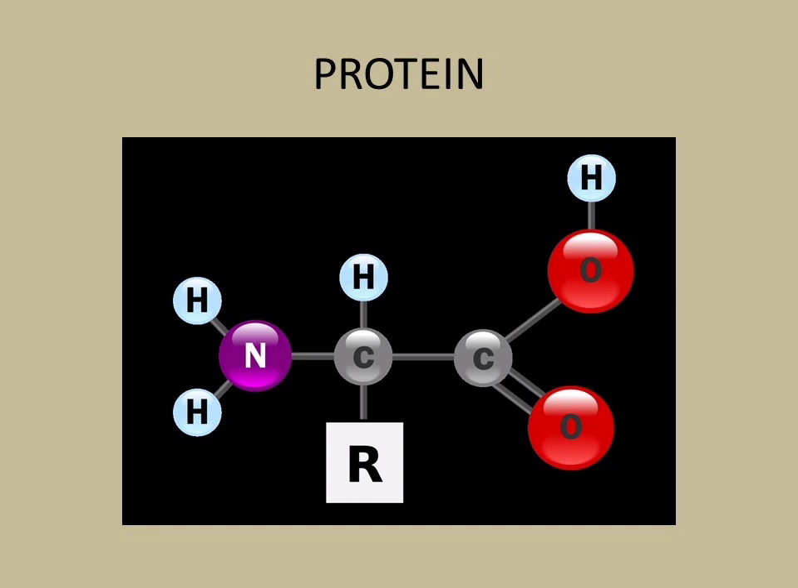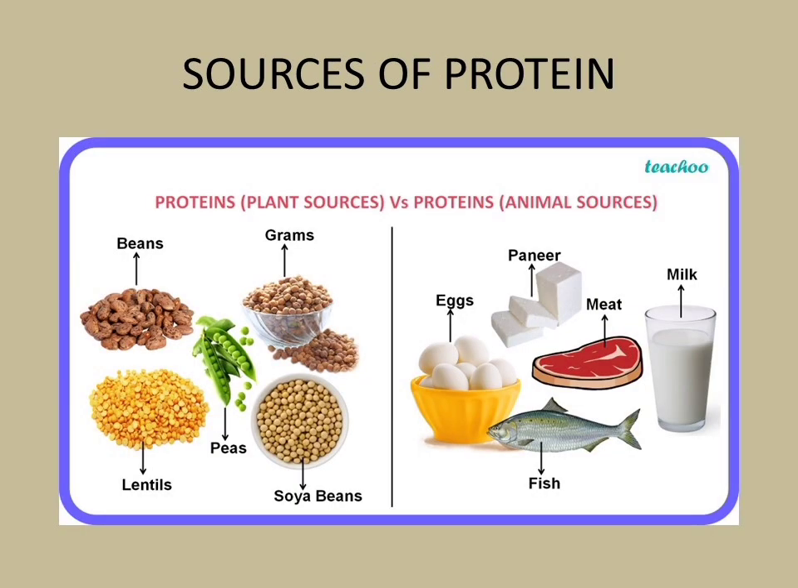In this picture, you can see the sources of proteins. Proteins can be obtained from either plant sources or animal sources. From plant sources, we can get proteins from beans, grams, peas, lentils and soya beans, etc. In animal sources, we get protein from eggs, paneer, meat, milk and fish. The animal sources of protein include milk, egg, meat, fish, liver, etc. Plant sources of proteins are pulses, nuts and cereals.